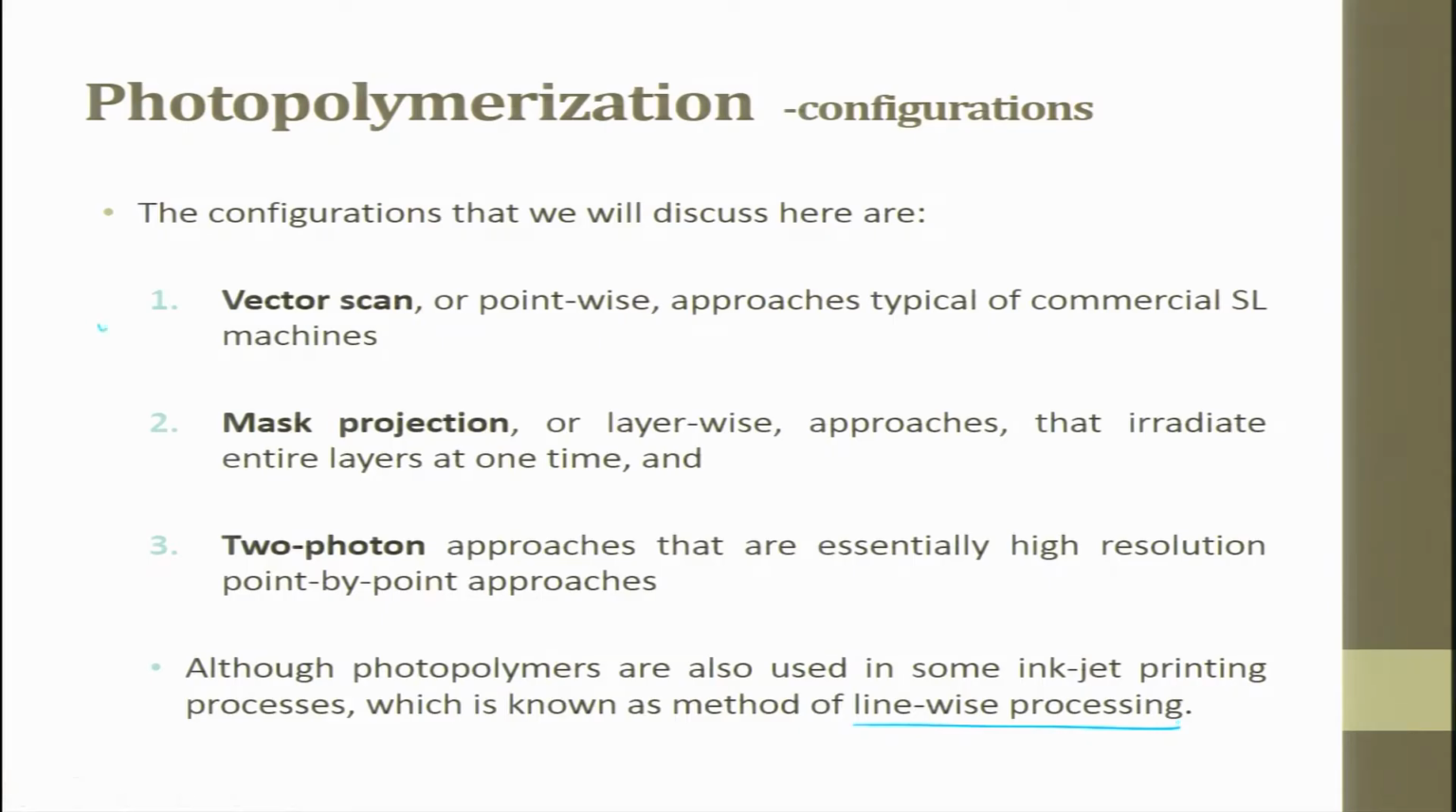So, the configuration can be vector scanning, mask projection, or two photon. Predominantly what happens is vector scanning. Vector scanning means you have a point, several of these points join together to form a line, and several of these lines join to form a figure, whatever it is. When I say a mask, one layer of entire information is exposed and you get it in one shot. So, that is mask projection. And the two photon approach is essentially a high resolution point by point approach. Here, instead of a single photon which is used in vector scan, we use two photons to cure it.